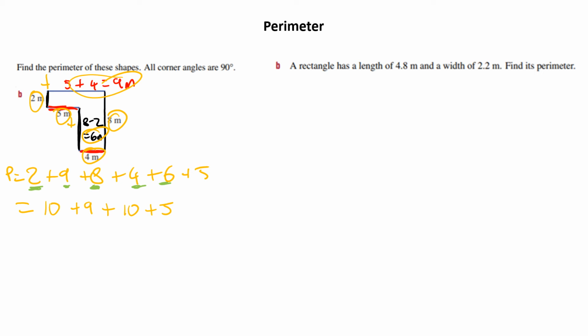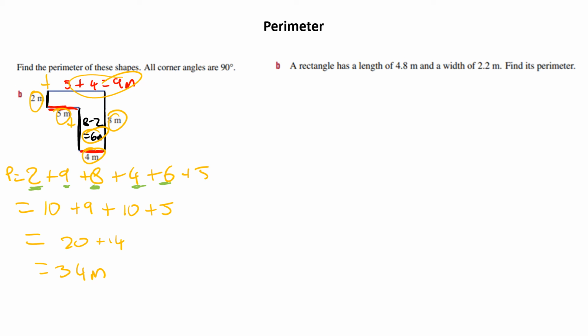That was just me breaking it down a bit. If you're using a calculator or something like that, you probably don't have to do that, but it's just me because I'm not using a calculator here. 10 plus 10 is 20. Plus 5 and 9 is 14. I'm going to put plus 14, so the answer would be 34 meters.